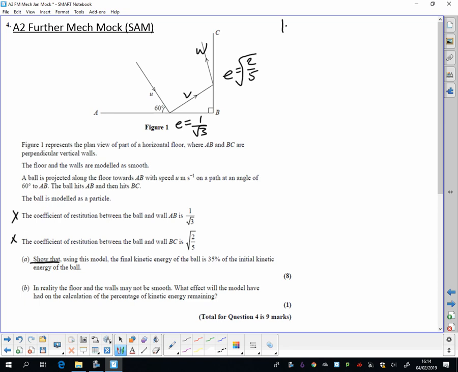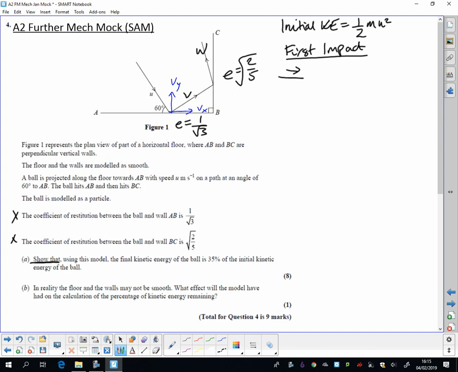Right, so I'm going to write down what I've got first. I know my initial kinetic energy is a half mu squared, because that's my initial speed there. We've got two impacts, so we're going to look at them both. So first impact with the first wall. First of all I'm going to look parallel to the wall, and I'm going to split my velocity into two: velocity in the x direction, and velocity in the y direction.